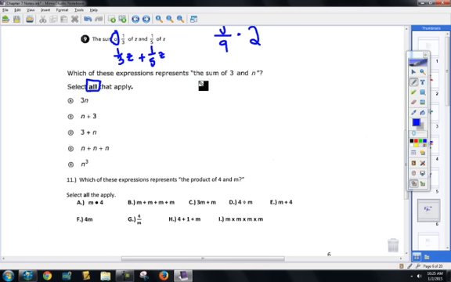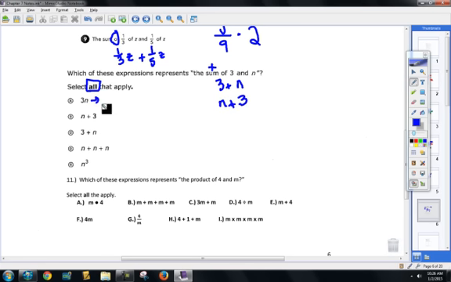Okay. Which of these expressions represents the sum of 3 and n? So, we know that the sum would mean the answer to an addition problem. Okay. So, I know that this would be 3 plus n. This would be n plus 3 also because of the commutative property. So let's look at A.